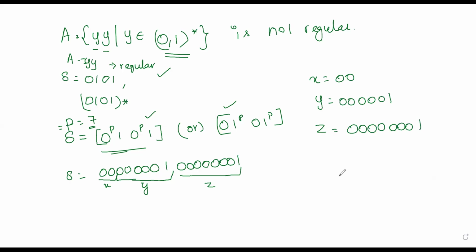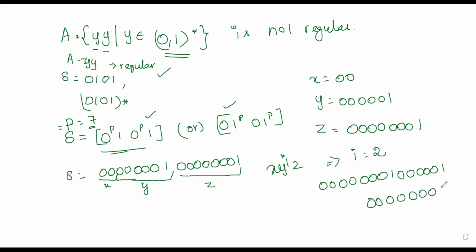Now you have to prove that it is not a regular language. So first we will take the x y^i z format. Now I'll give the value of i as 2, for example. So x is equal to 0 0, y is taken i times, so I have to put it twice, 0 0 0 0 0 1 again 0 0 0 0 0 1, and z is 7 zeros and 1. So this is the string generated when you use this string and i is 2.